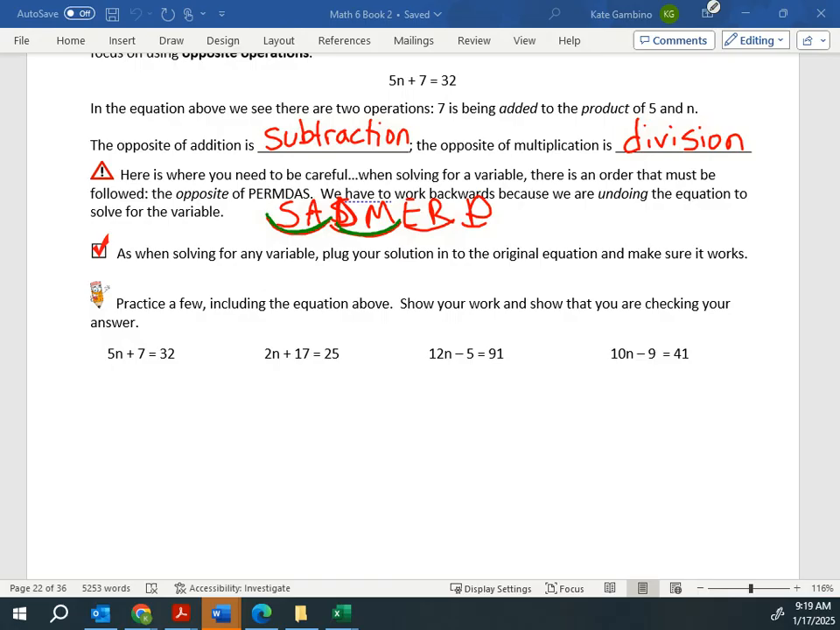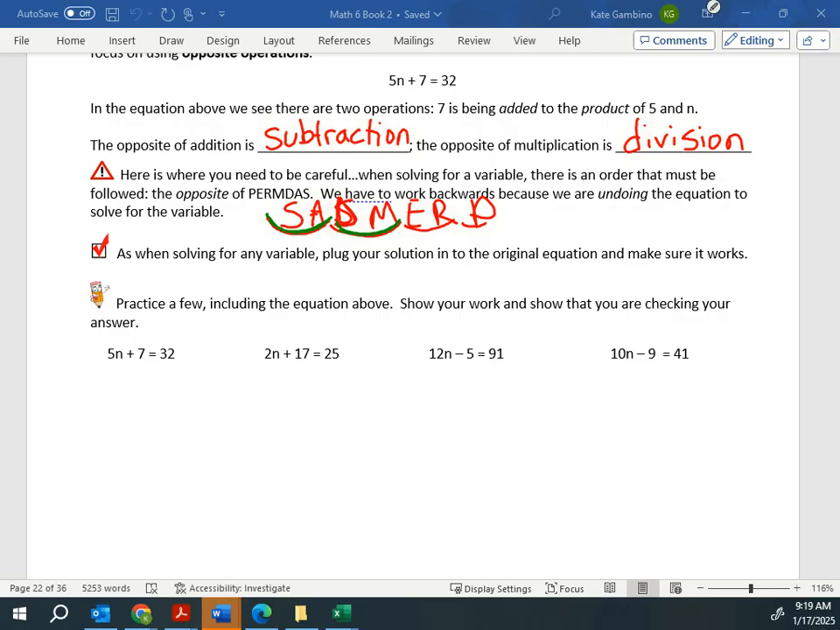Did you have a question? So the exponents and radicals are on the same level, so it doesn't matter which one we hit first. So I just flipped it, so I can call it SADMER. So PEMDAS, opposite of that would be SADMER. I switched the E and the R because they're on that same level, so it doesn't matter which one came first and which one came second.